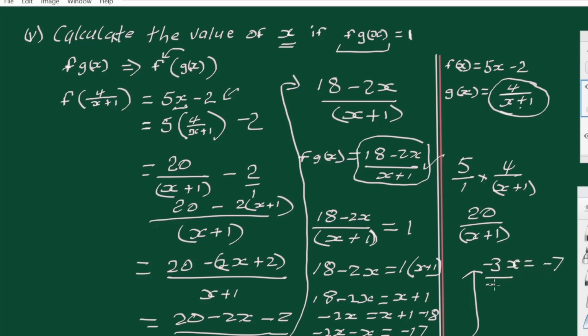Going to divide this by negative 3. So negative 3 cancels out, and the same on the other side here. So x equals negative 17 divided by negative 3. So x equals 5 and 2/3. And this is your answer here.